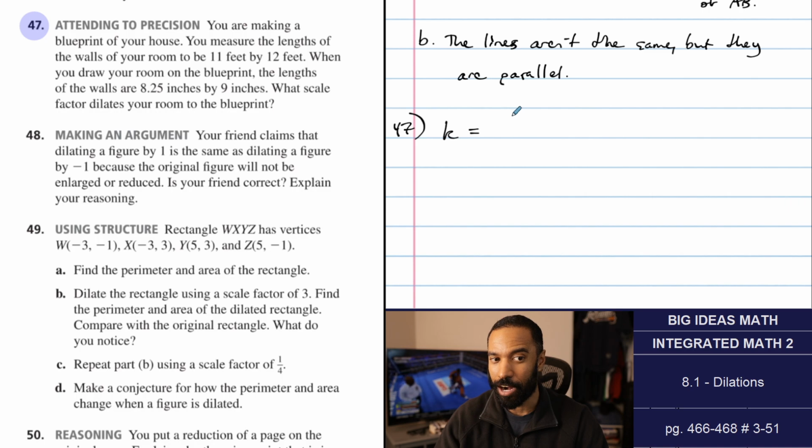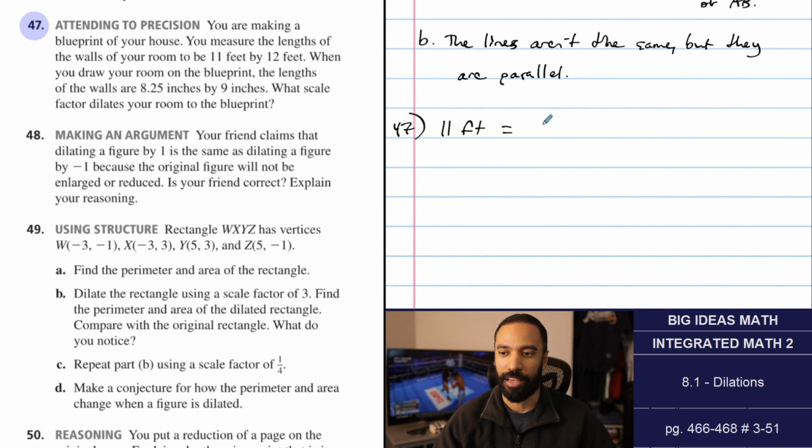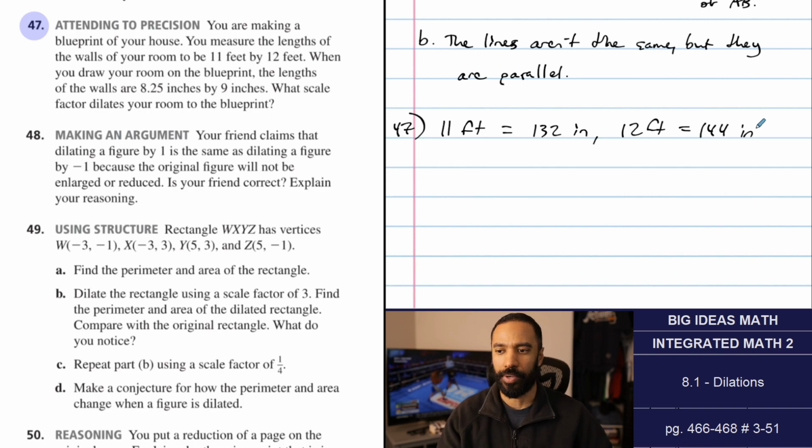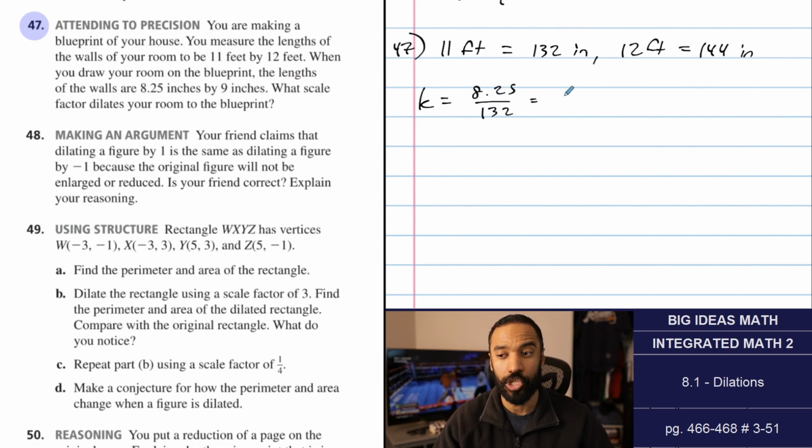Now, by the way, you've got to be careful here. Before I do K, this says 11 feet. So this is a unit conversion that we probably want to do first here. 11 feet is 11 times 12, 132 inches. And 12 feet is 144 inches. When you get the same units of measurement, you can do a proper scale factor. So we are going to be doing a K value of 8.25 divided by 132, which should be the same as 9. Oh, these are inches, by the way, now. See, this is why it really helps to be writing these inches. 9 inches divided by 144 inches.